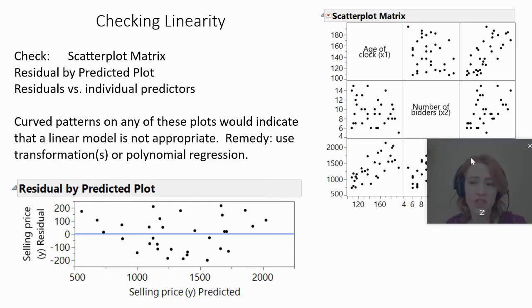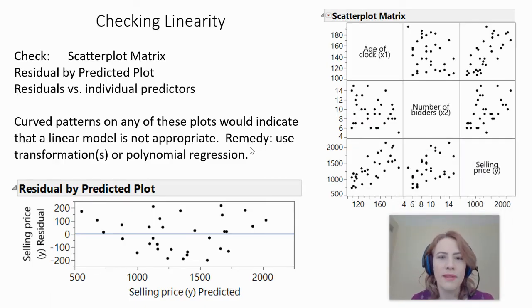If you saw curvature on any of those things, that doesn't mean that you can't do regression. It just means you'd need to make some modifications. So a potential remedy would be to apply a transformation to one or both of your variables that have that curvilinear relationship. Or you could use a technique called polynomial regression, which usually I cover, but due to our extended spring break, that is one topic I'm going to cut from the syllabus this semester, spring 2020.